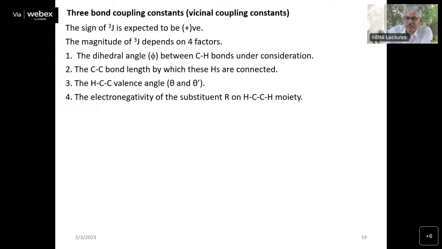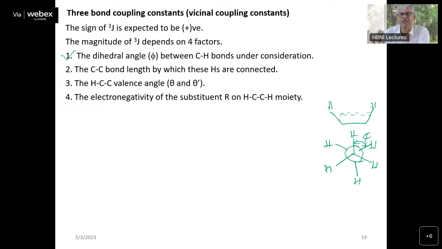The magnitude of 3J depends on four factors. In the case of 3J, there will be three intervening bonds, so automatically there will be a dihedral angle between the CH bonds. This is the dihedral angle, the angle between the plane of this hydrogen and this hydrogen. Let us say for ethane, this is the dihedral angle.